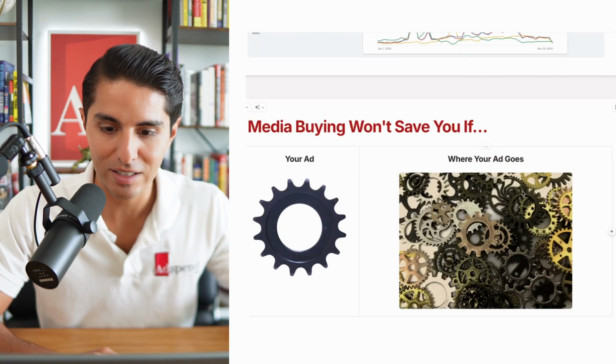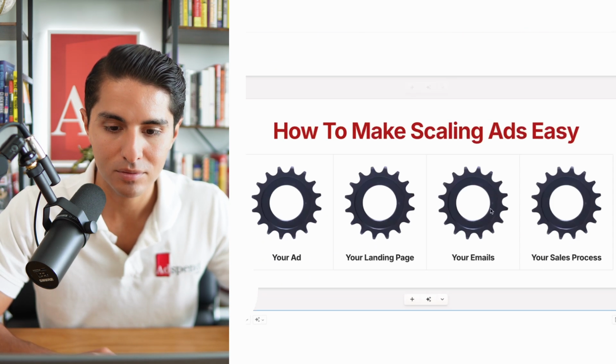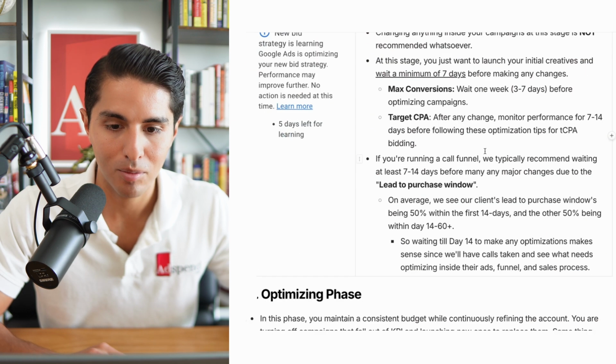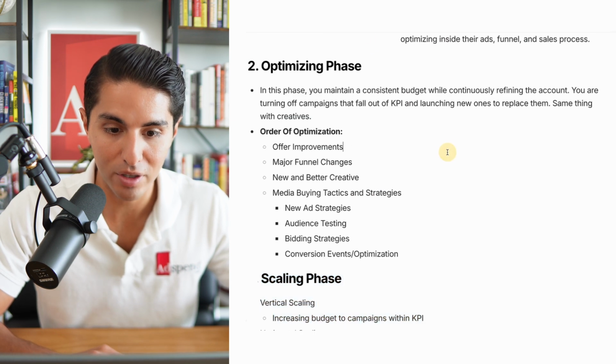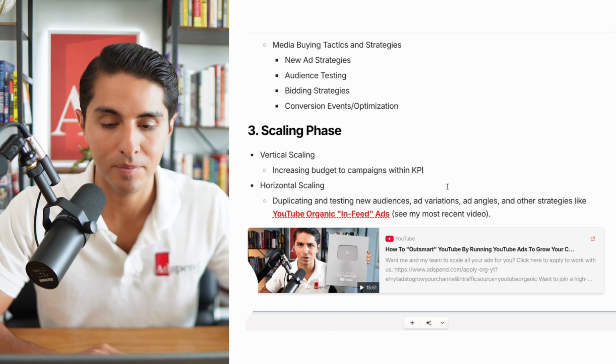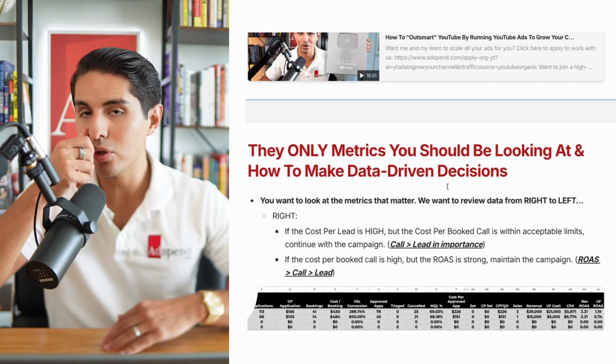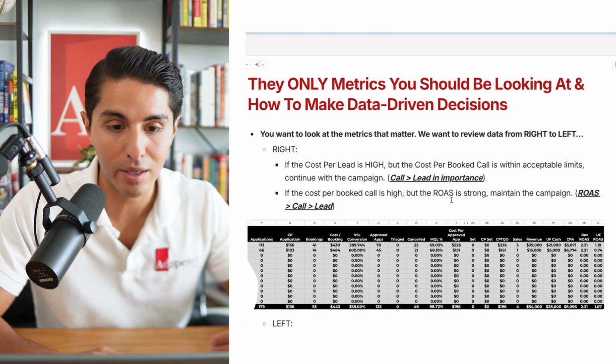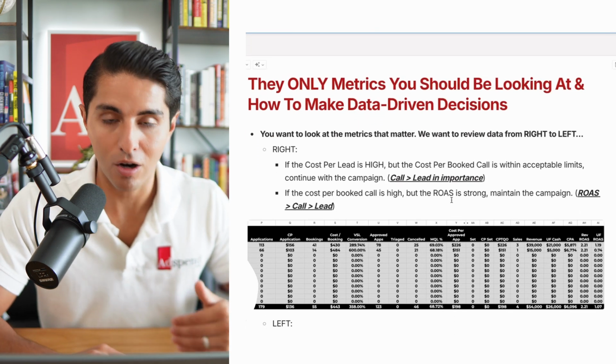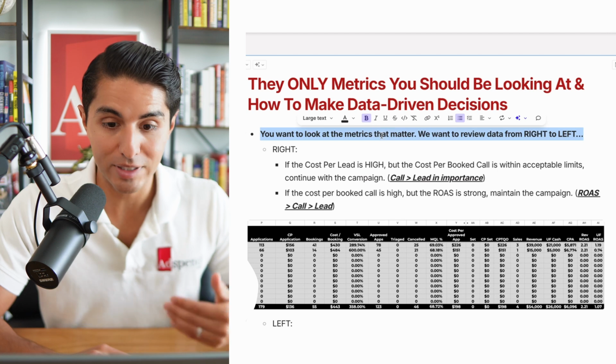Again, if it's not working and not profitable, you want to make sure you fix this by doing this, optimizing all this, and then coming here, okay? Now, once you've done that, let's say you've tested it, you're optimizing, what do you actually look at? The only metrics you should be looking at and how to make data-driven decisions are as follows. You want to look at metrics that matter.